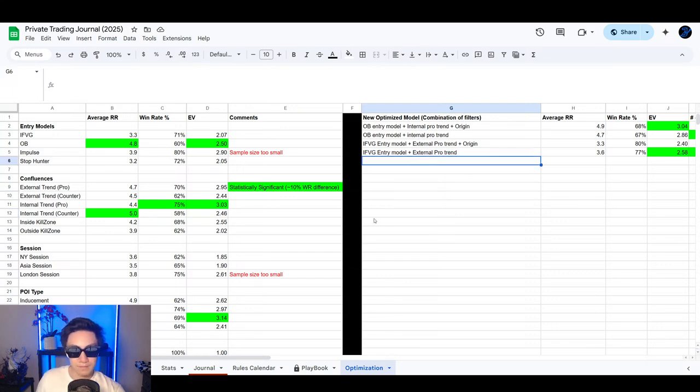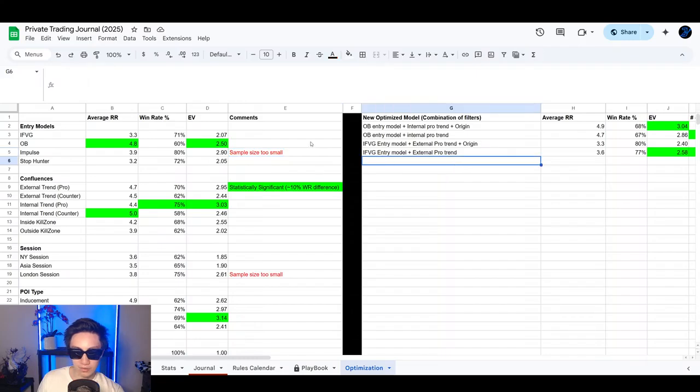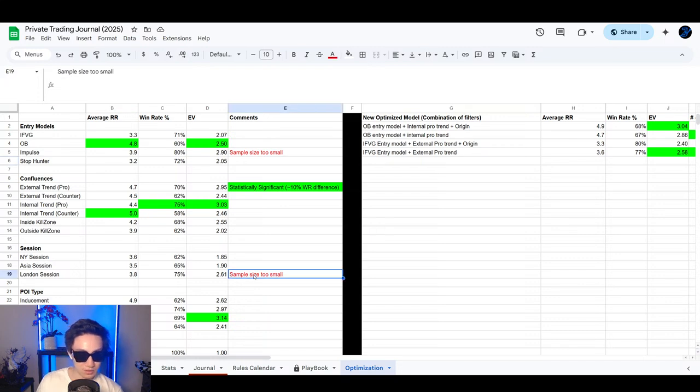But yeah, okay, so let's do maybe 1 or 2 more examples. We tried my IFG entry model, we tried the OB entry model. I don't really want to try Impulse just because the sample size is kind of small. Impulse model it's only 11 trades, so 80% win rate is only based on 11 trades. That means one trade can affect the win rate by 10%, which is huge. So the sample size is just way too small. We'll just leave it there.